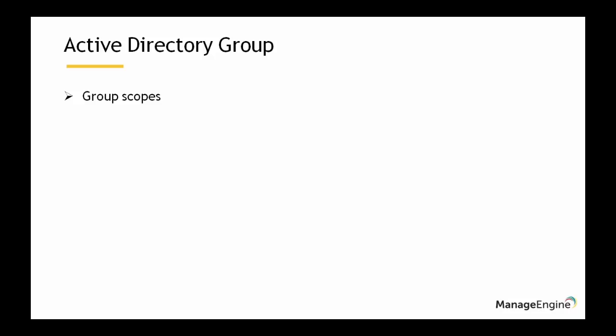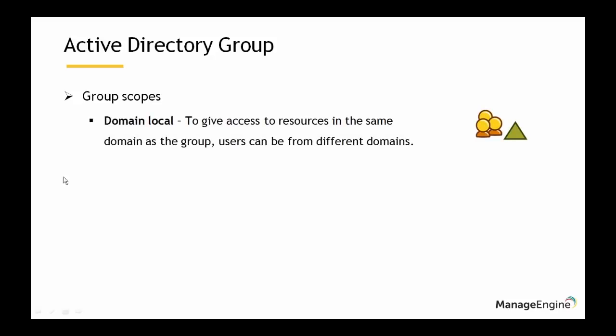And we have something called scope in Active Directory, and there are three basic classifications when it comes to group scopes. You have the domain local group. So to give access to resources in the same domain as the group, users can be from different domains. So that's the basic function of a domain local group, right?